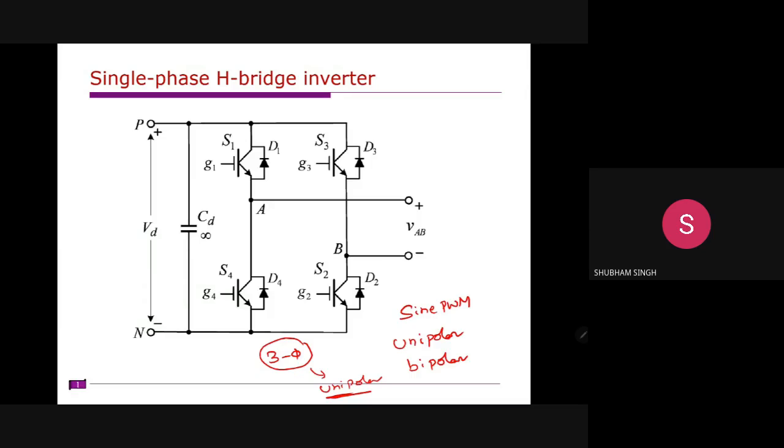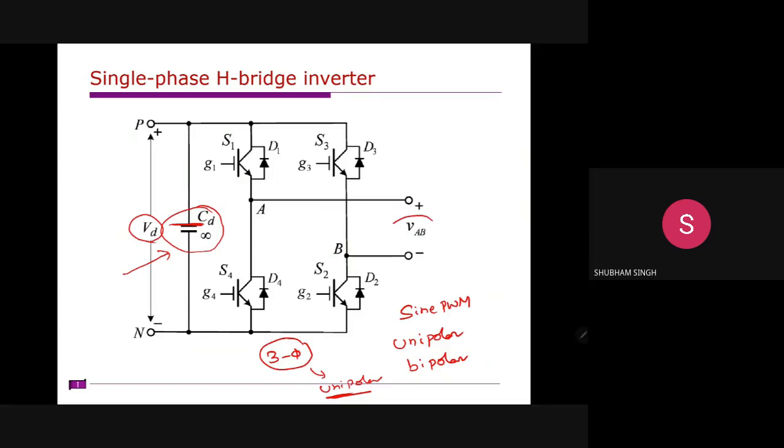So this is single phase inverter. We have this DC source. This DC source is represented with a large capacitor of infinite size. Similarly, this is simply a DC source, so its voltage is VD. Okay. So now we want to calculate this output voltage VAB.